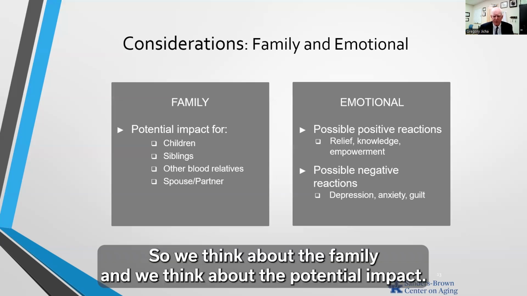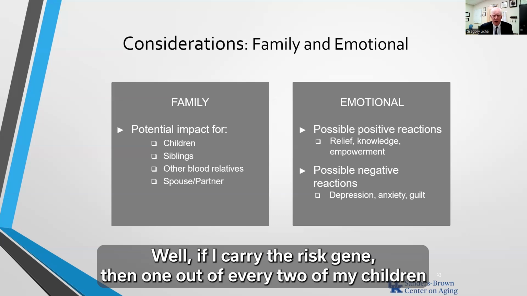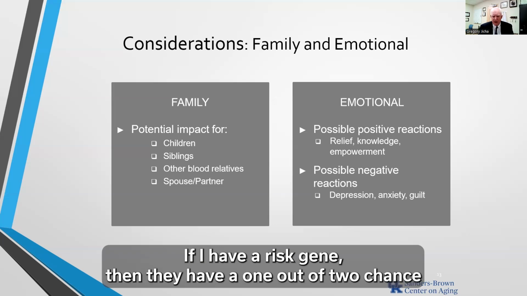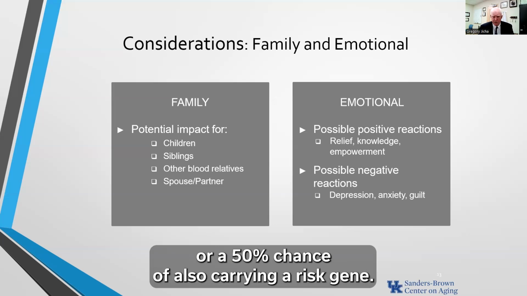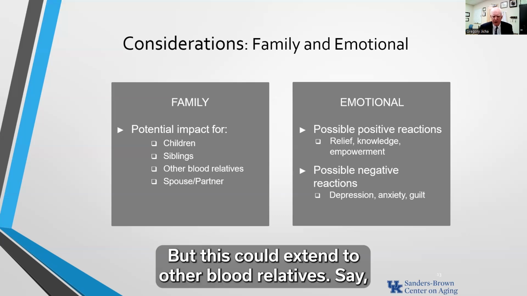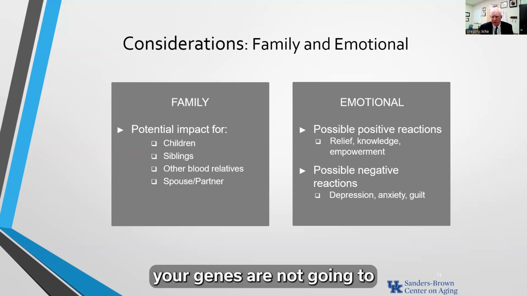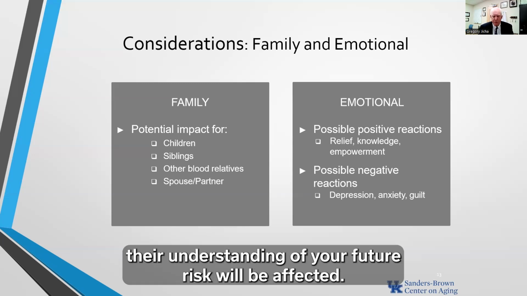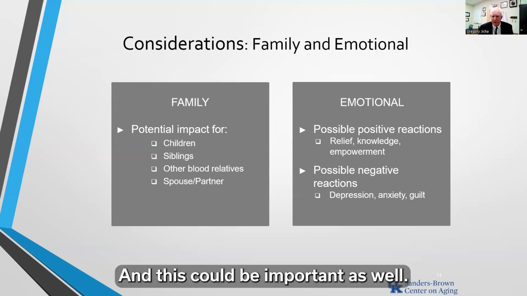So we think about the family and we think about the potential impact. Well, if I carry the risk gene, then one out of every two of my children may have that risk gene. What about my siblings? If I have a risk gene, then they have a one out of two chance, or a 50% chance, of also carrying a risk gene. But this could extend to other blood relatives. Your genes are not going to affect your spouse or partner, but their understanding of your future risk will be affected, and this could be important as well.